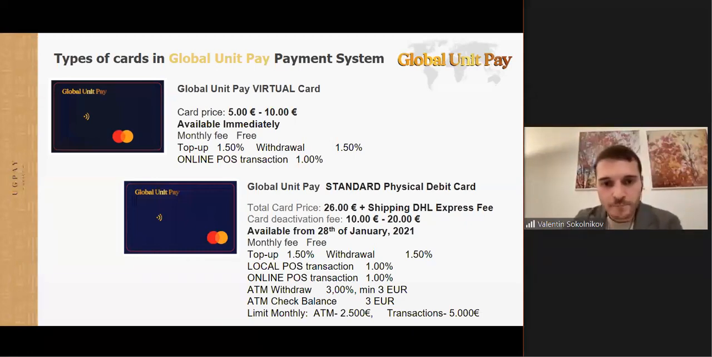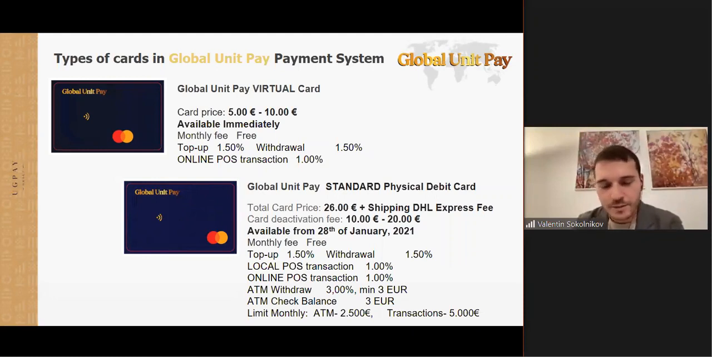As far as the commissions are concerned, there will be no subscription fee, monthly fees, I mean, but there are commission fees for topping up and for withdrawal, 1.5% each. The local POS transaction, it's the offline terminals. When you go to a shop, you put your card on the terminal and you pay for the products, plus you will be charged a commission of 1%, and the same for the online transactions. And ATM withdrawal is 3%, minimum of €3, and ATM check balance is €3.